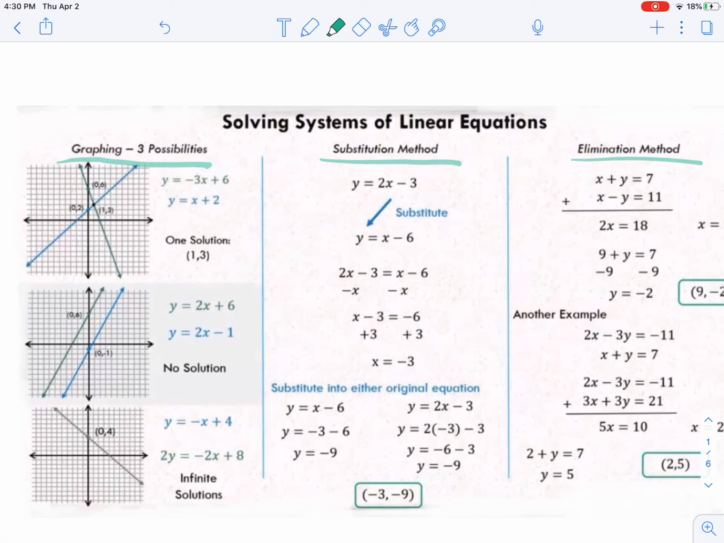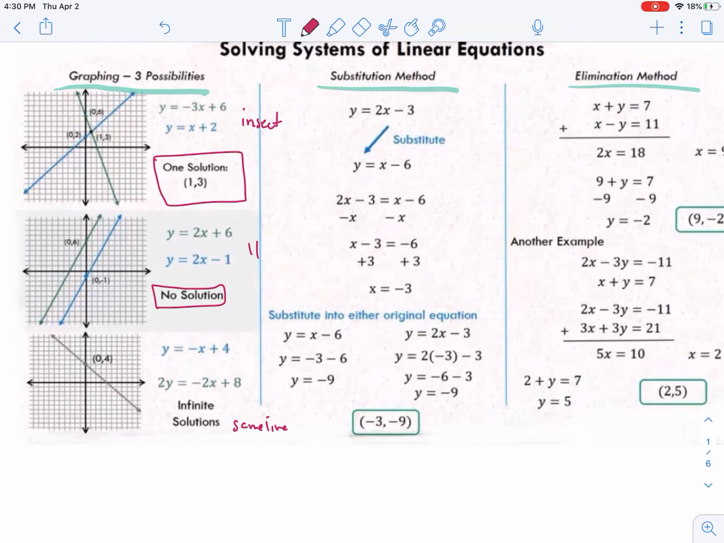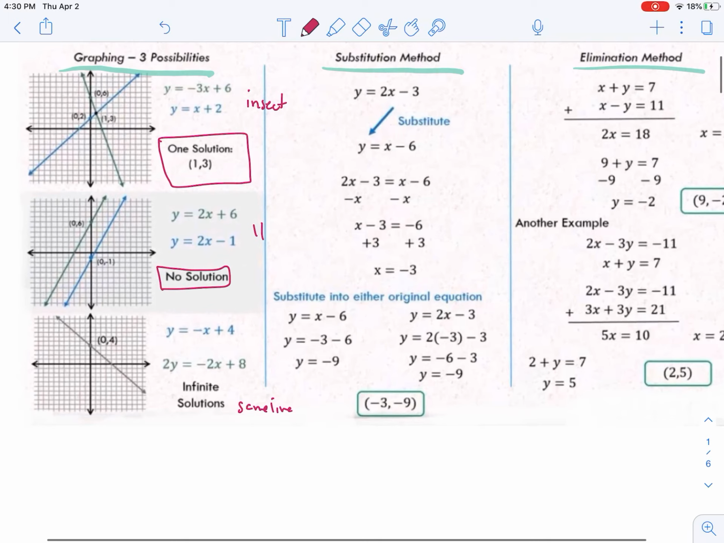But if you were to graph 2 lines, 3 things could happen. The 2 lines could intersect. The 2 lines could be parallel, and the 2 lines could be actually the same line. If they intersect, you have 1 solution. If they are parallel, you have no solution. And if they're the same line, I don't like to say infinite solutions. I like to say it's all points on the line.